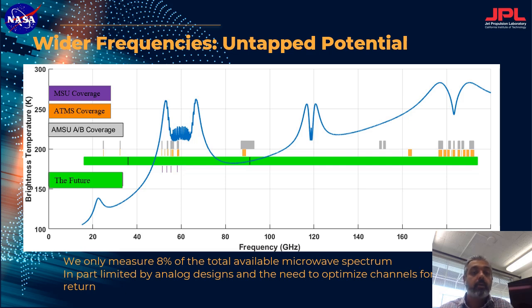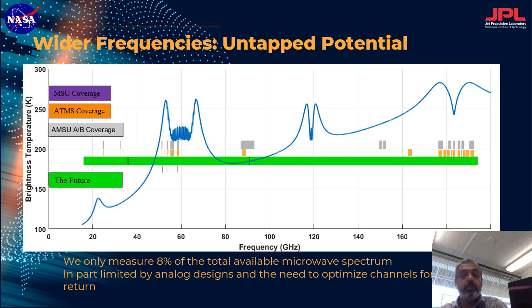If we talk about frequencies wider than that, look, we only measure 8% of the total microwave spectrum. Some of it was limited by initial analog designs, and you have to pick and choose your frequencies, and some of it was limited by the spectrum allocation you have. You can see the gray, the orange, and the purple showing different limited coverages that you had. The blue line is your brightness temperature over frequencies. And there is an untapped potential here.